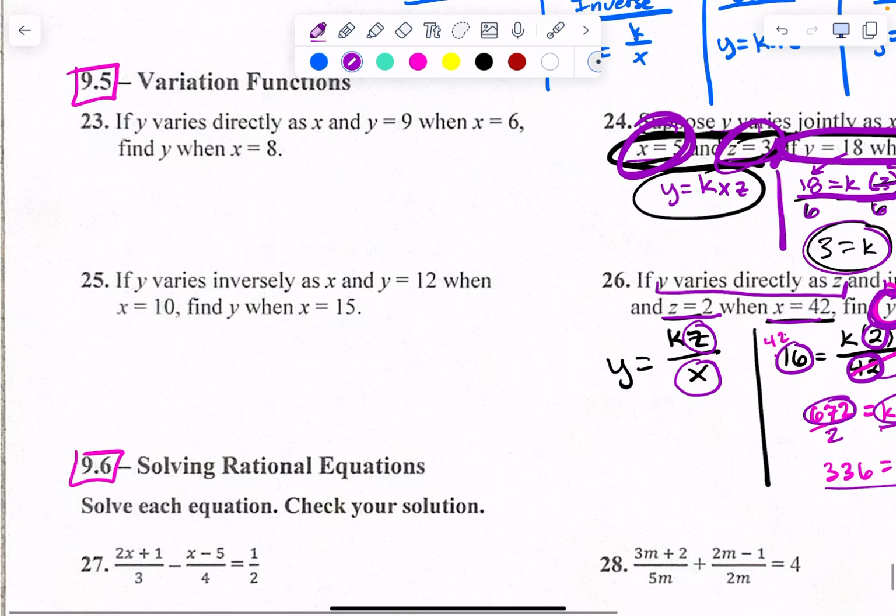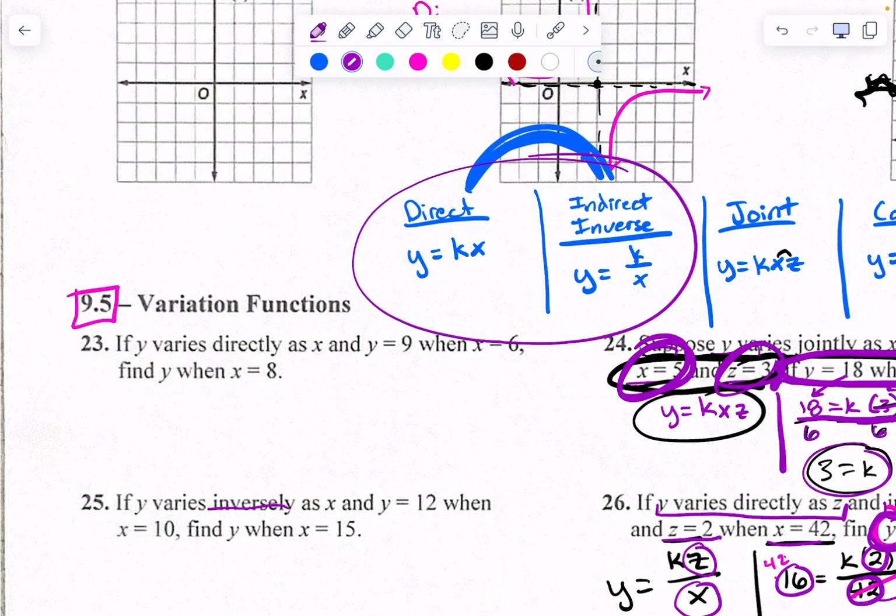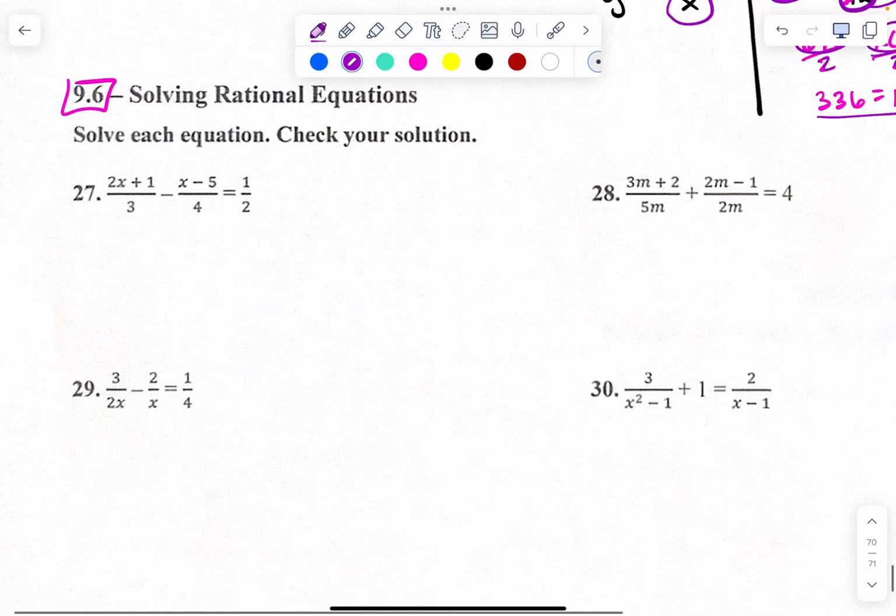Now, 23 and 25 you do on your own, and those are direct and indirect. Or inverse, they call it. They call it inverse instead of indirect. But that's these two equations, so go ahead and try to fill those in. And are you guys ready for bottom part?